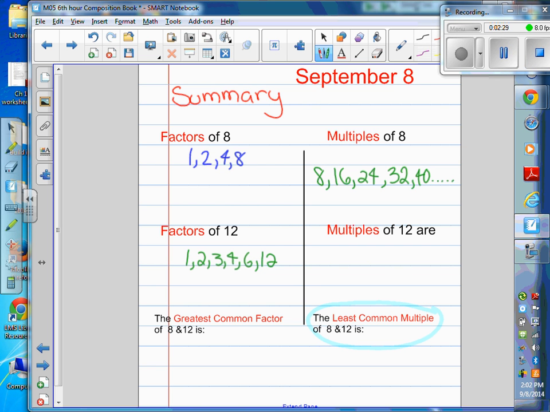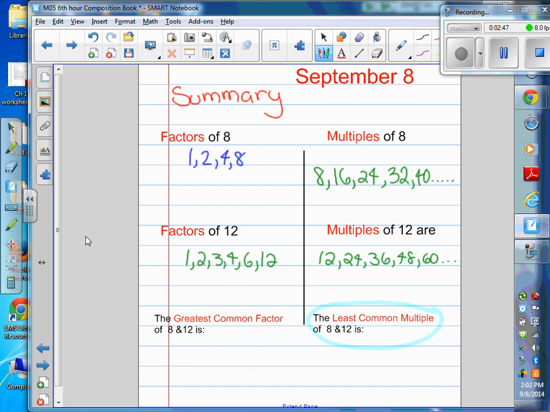Now, let's see. Jack, you want to do some multiples of 12? What's the first multiple of 12, Jack? 12, right? Okay, so that's a starting point. Jason? 24. Okay, next one? 36. Next one? 48. And 60. And they go on forever.